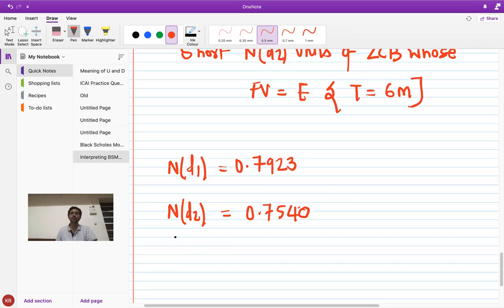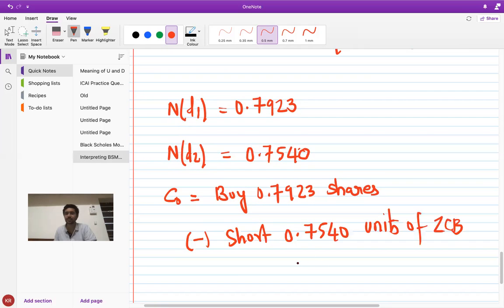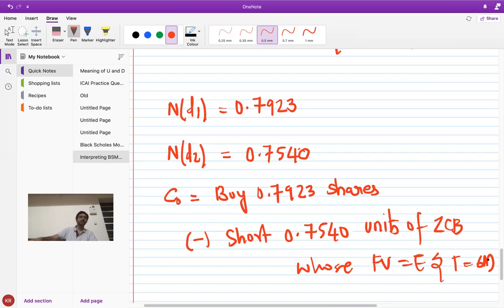Okay, so the Black-Scholes is saying that the value of a call option today is equal to buying 0.7923 shares, which is financed by shorting 0.7540 units of zero coupon bond whose face value is equal to exercise price and term is equal to 6 months. Okay, so the Black-Scholes is exactly doing what the single period replicating portfolio for a call option did.